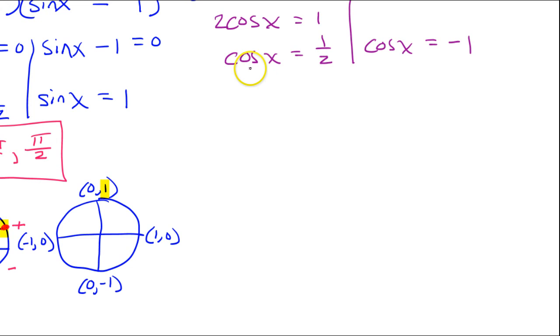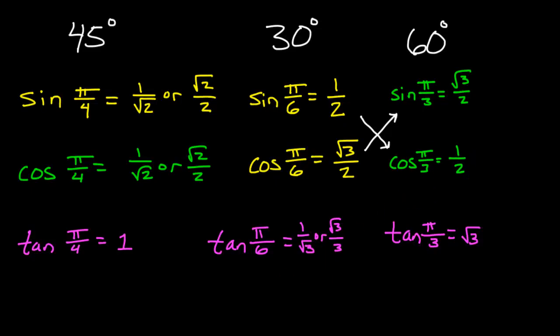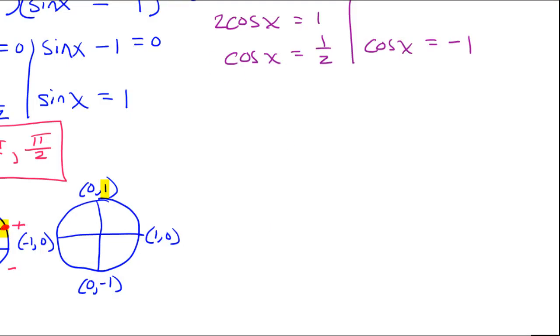Now, the cosine of what angle is equal to 1/2? Well, that's going to be pi over 3. That tells me that the reference angle is pi over 3. So I'm going to just draw a quick picture of pi over 3. Alright, here are multiples of pi over 3.